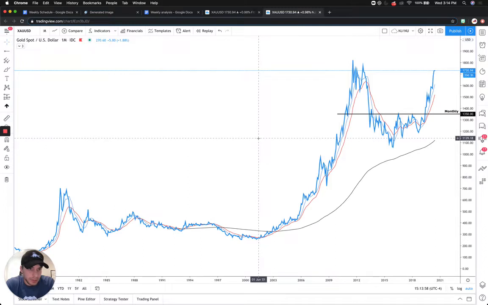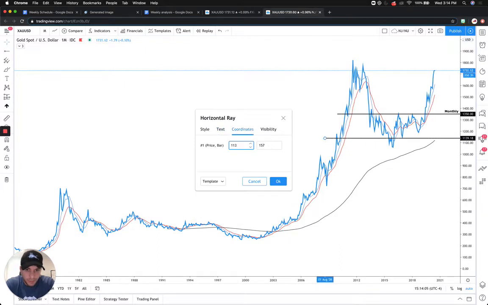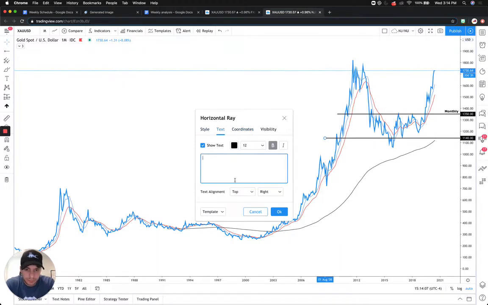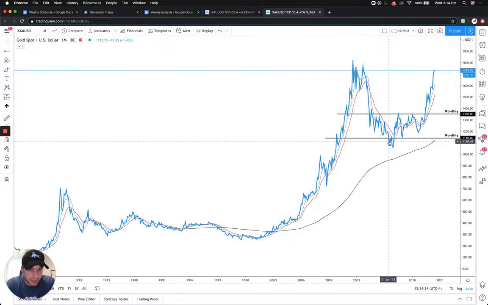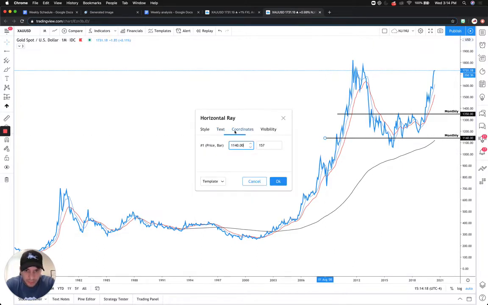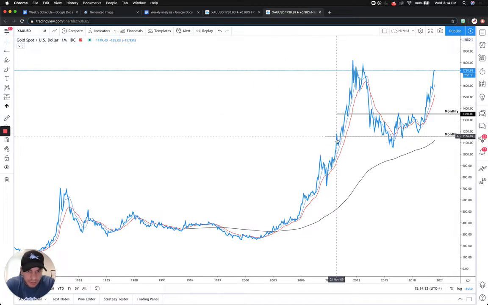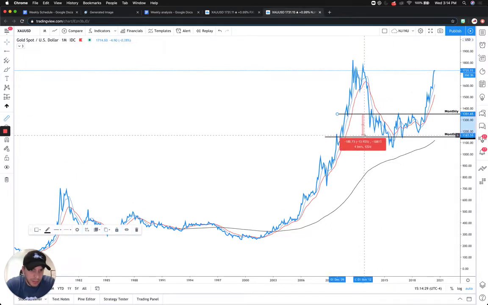Okay, so next is 1140. Again, I'm choosing this area based on the most reaction, the amount of times price reacted. I actually like 1150 better, because I can see here price action tested it once, tested it again here, tested it a couple times over here as well. So I'm pretty happy with that.